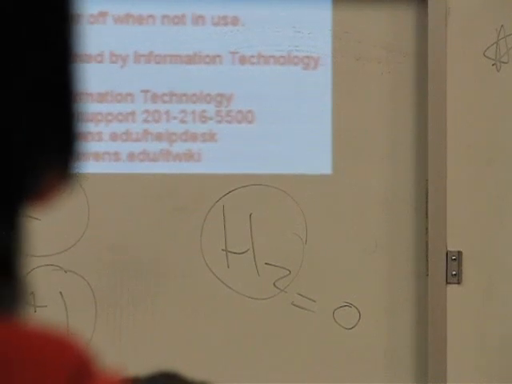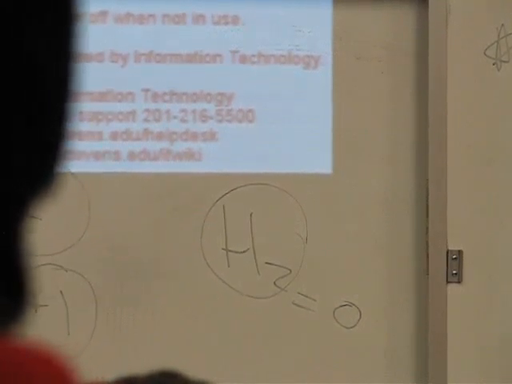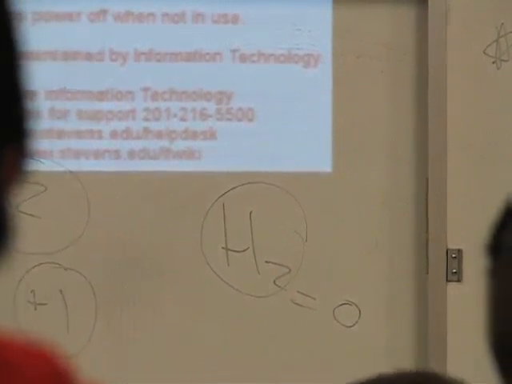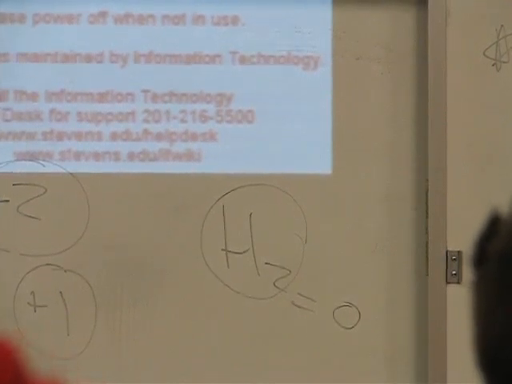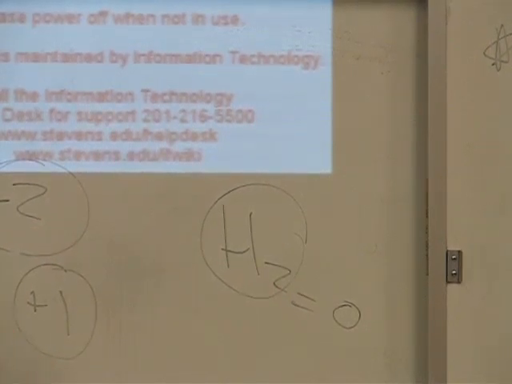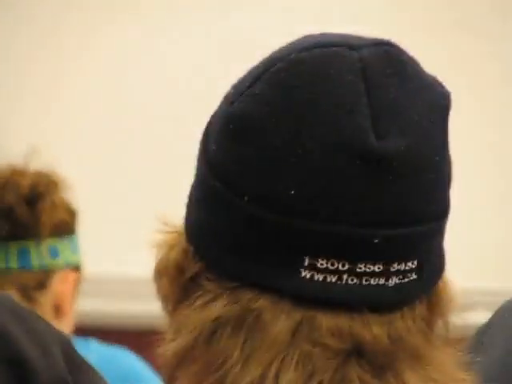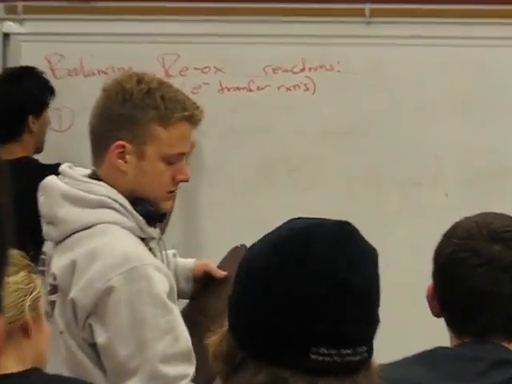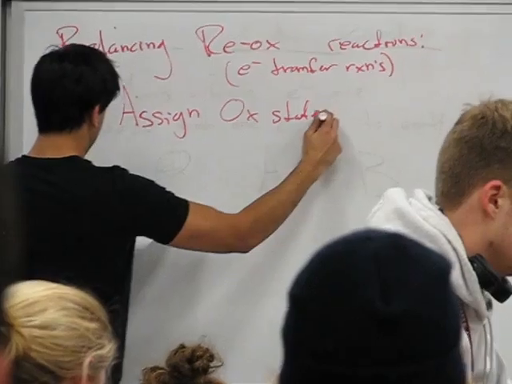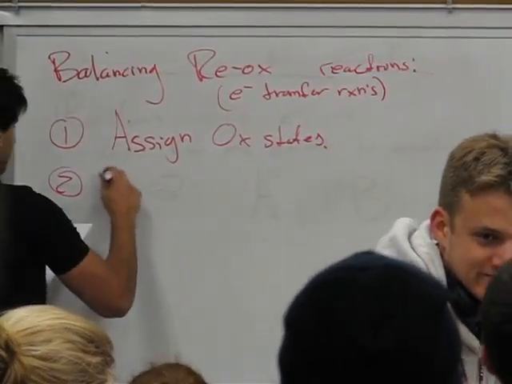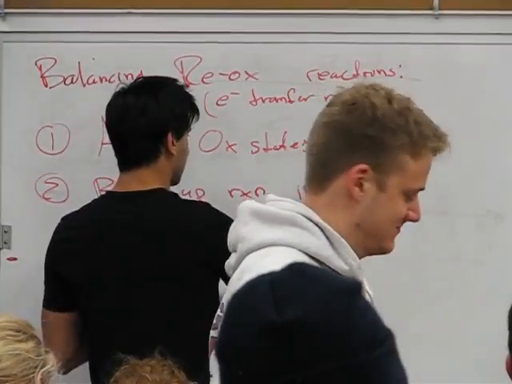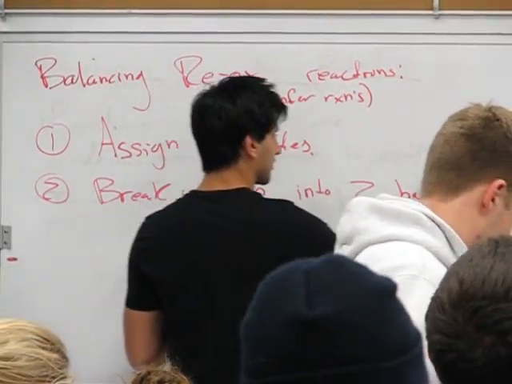So, now that we know all that, we could go on to balancing redox reactions, which are essentially an abbreviation of oxidation reduction reactions, or electron transfer reactions. The first step to balancing oxidation reduction reactions is to assign oxidation states, which we just did. The second step is to break up the reaction in question into two half reactions.